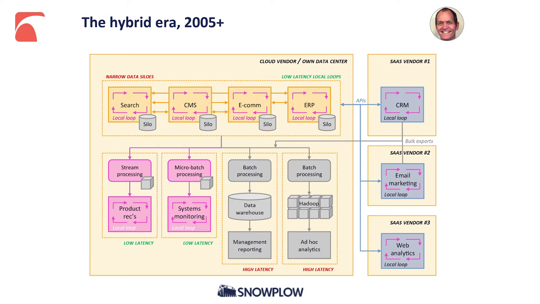So what's changed from the previous era? Quite a lot has changed. There's an awful lot more going on now. We've still got lots of narrow data silos. We've now signed up to lots of SaaS vendors, so we've got lots of external pots of data, and we're struggling to figure out how to get those into our systems. We've also still got our batch warehouse here.